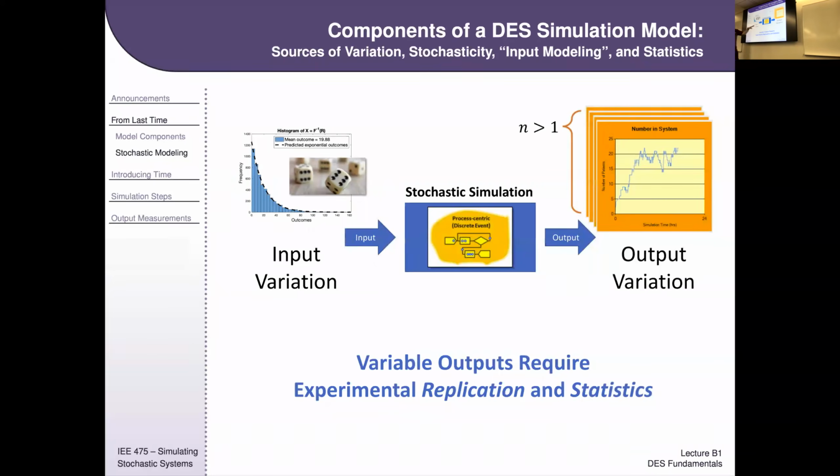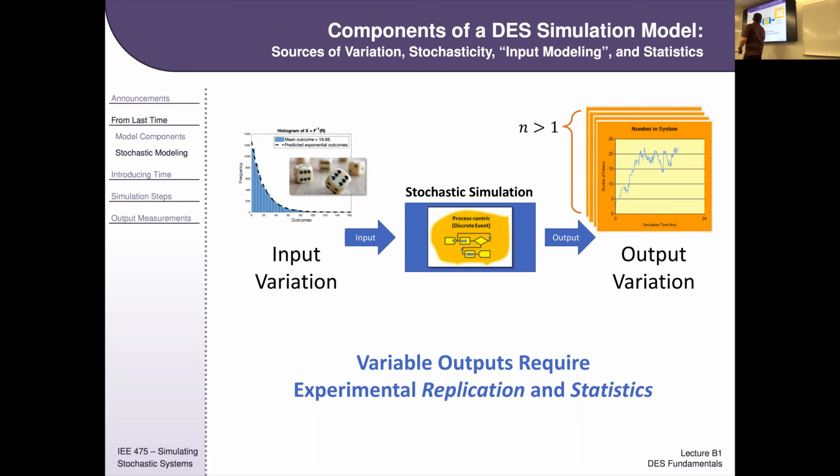So the big term here that I want to introduce is input modeling. That is a term that we're going to be using throughout the semester. Input modeling is this idea of coming up with the probabilistic distributions for these inputs. So what is a good model of a document checker? Is an exponential distribution a good model of a document checker?